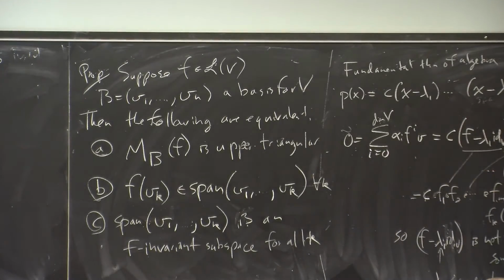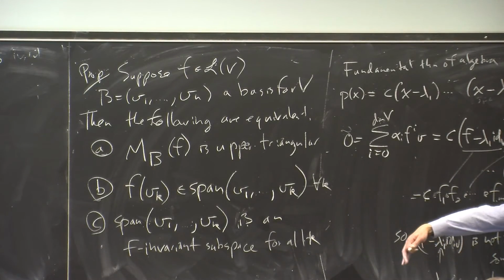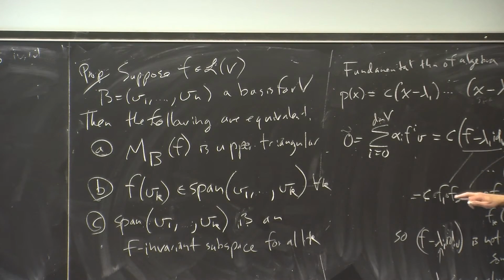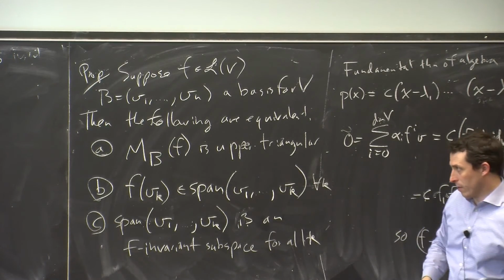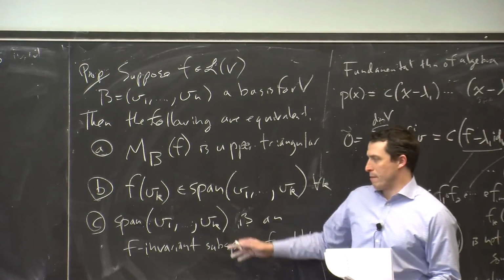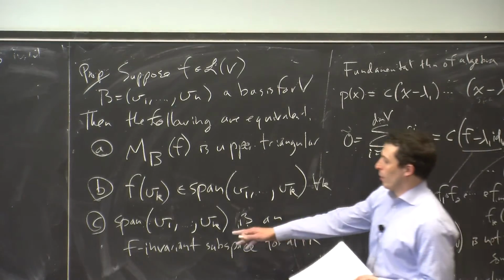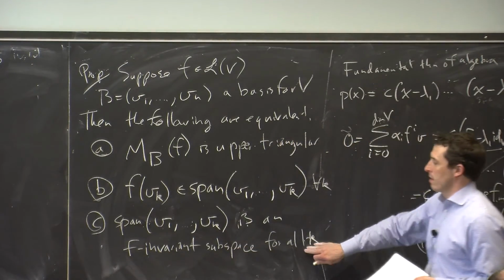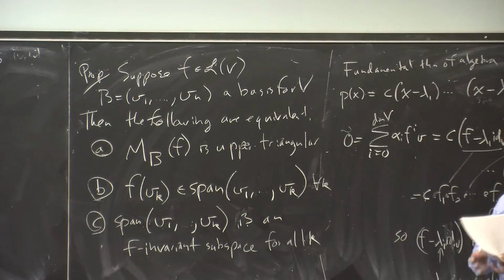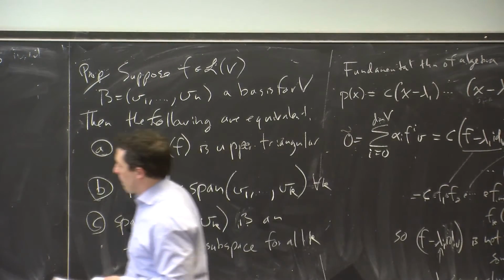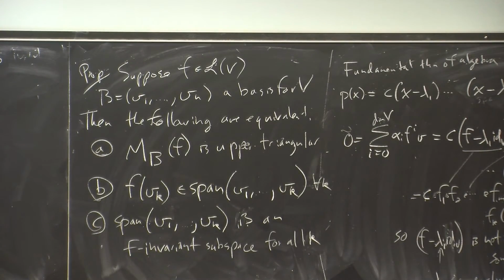For any k that I choose, the span of the vectors v1 up to vk creates a subspace. And this first rule means that I need to send every vector in that back to something which is in its span. So that's saying that the span of v1 up to vk is an F-invariant subspace for all choices of k. So we have the dimension of V nested subspaces. And that's what it really means to be upper triangular: nested subspaces spanned by these.